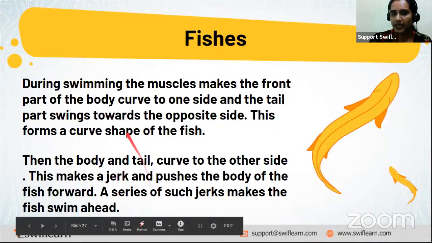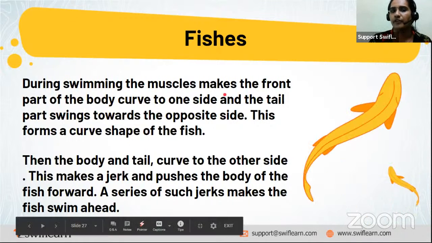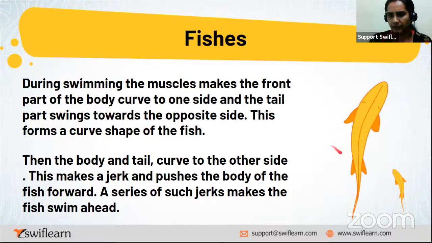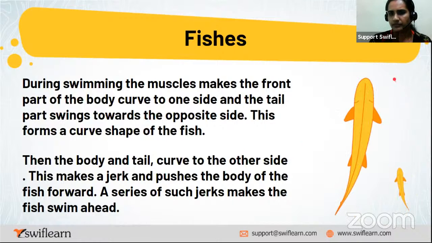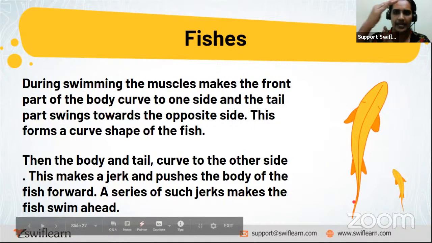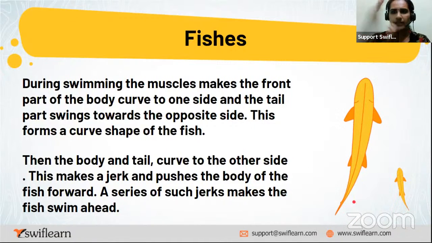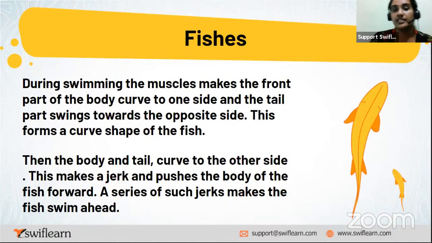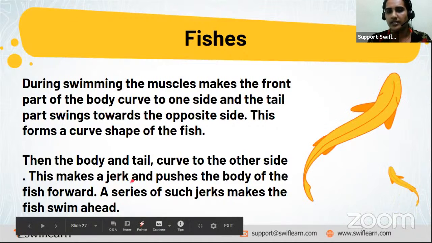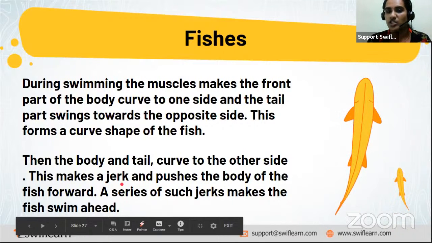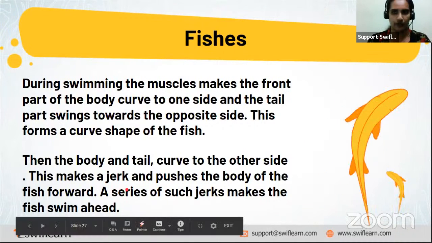During swimming, the muscle makes the front part of the body curve. You can see here, the front part is curved. The tail part is opposite. When the head is like this, the tail will be like this. It forms a jerk there. Some of the points you have to understand: it makes a jerk and pushes the body of the fish forward.